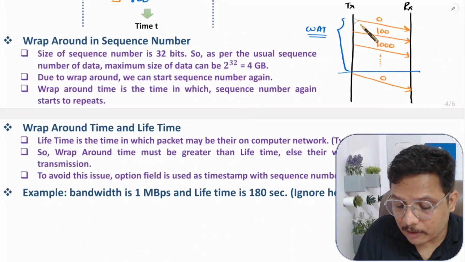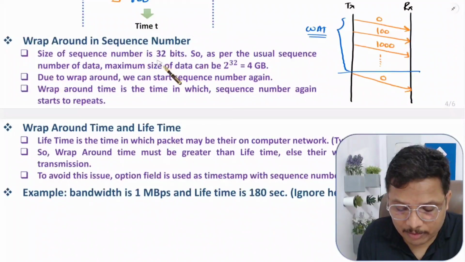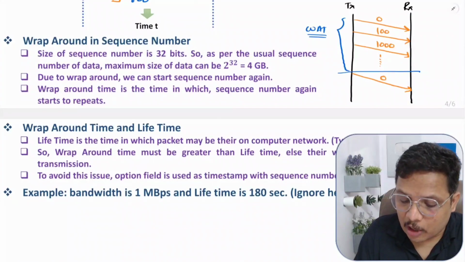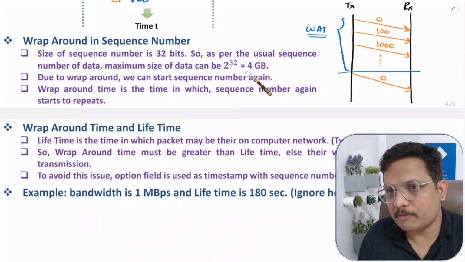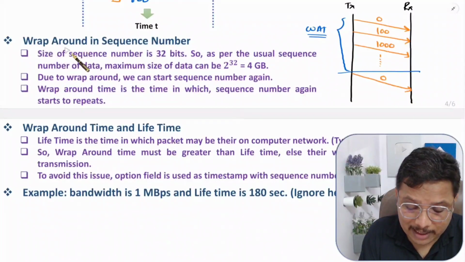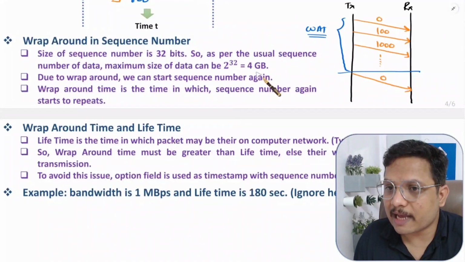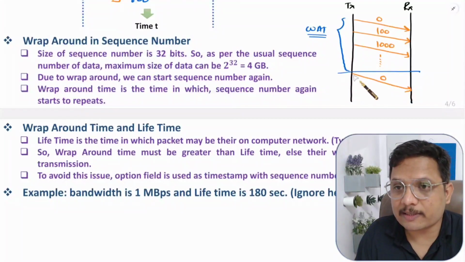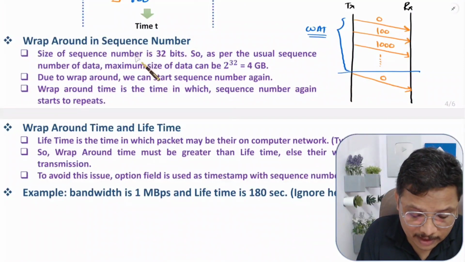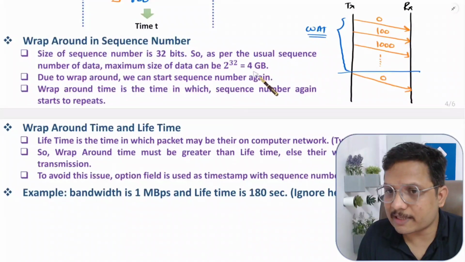The reason is we need to reuse sequence numbers. And how many sequence numbers are possible here? 32 bits. So as per 32 bits, how much data can I forward? 2 to the power 32, which means 4 GB. So wraparound time is the time for 4 GB data transmission in the TCP segment header. In wraparound you will be reusing sequence numbers, and the sequence number has a size of 32 bits. That's why wraparound time is the time for 4 GB data transmission.